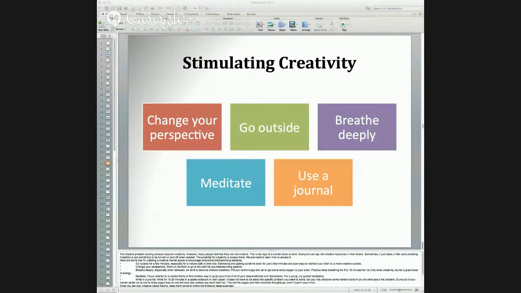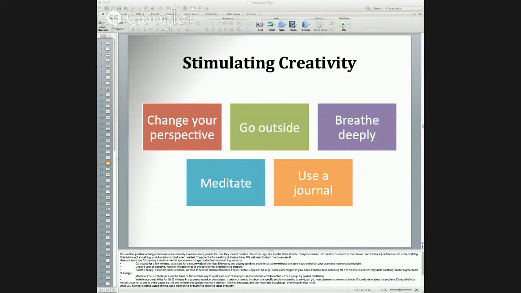Number one, go outside for a few minutes, especially for a nature walk or bike ride. Exercising and getting sunshine, even for just a few minutes, are sure ways to redirect your brain to a more creative outlook. Change your perspective. Work on the floor or go to the park for your brainstorming session.